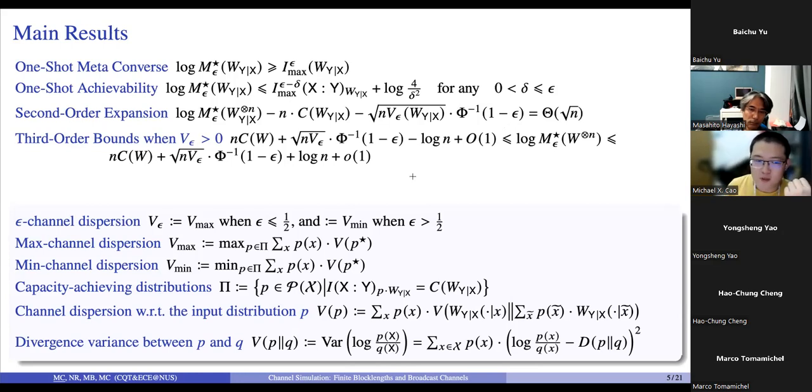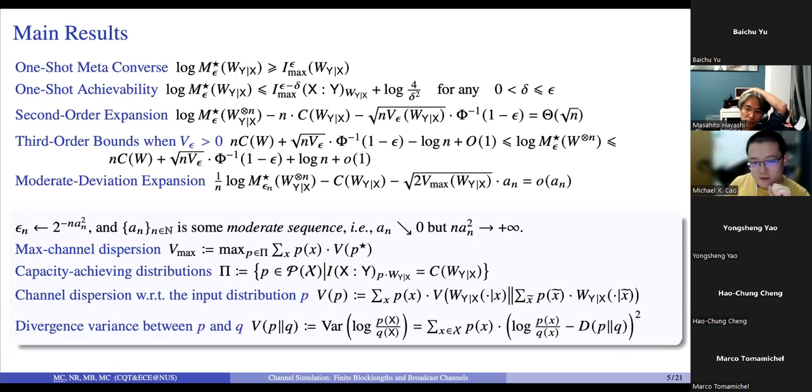In the case when the epsilon channel divergence is strictly larger than 0, we also have third order upper and lower bounds. They don't match currently, and we are still working on that. So the third order term is in terms of log n. We know it's between plus and minus log n. Then there's a constant term after it.